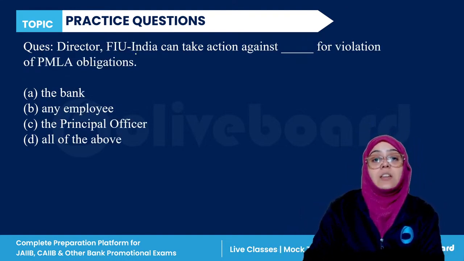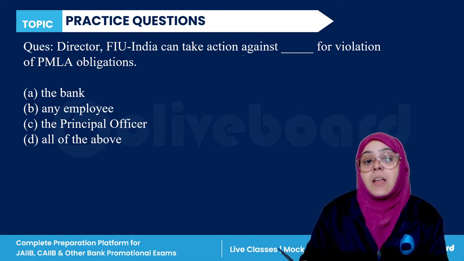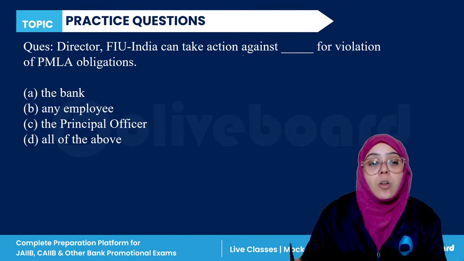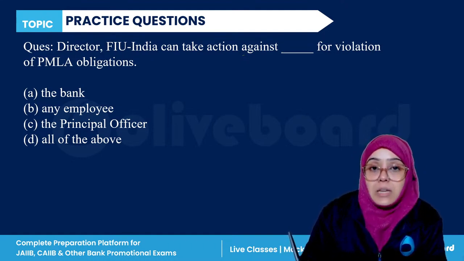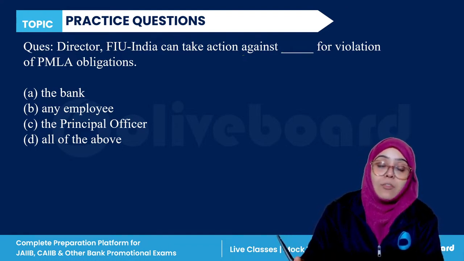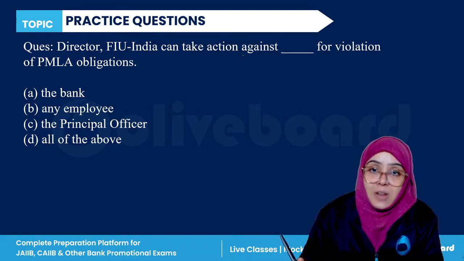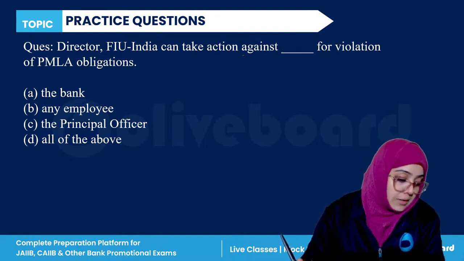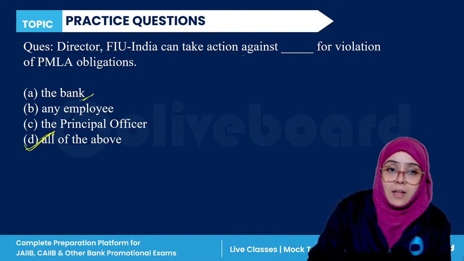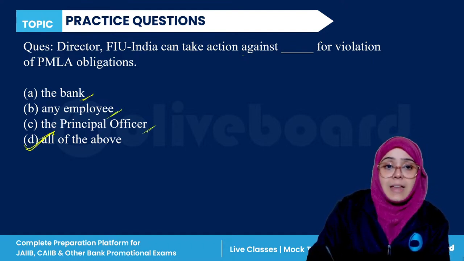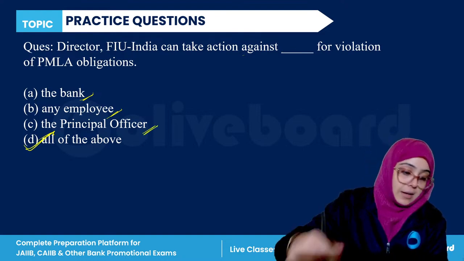Director of Financial Intelligence Unit India can take action against dash for the violation of the PMLA obligations: bank, employee, principal officer, or all of the above. So, the Director of Financial Intelligence Unit India can take action against whom if they are not complying with the Prevention of Money Laundering Act obligations? So the correct answer for this question is what? Yes, all of the above. So they can take action against the bank, against the employee, and against the principal officer. The correct answer is D. All of the above is the correct answer.